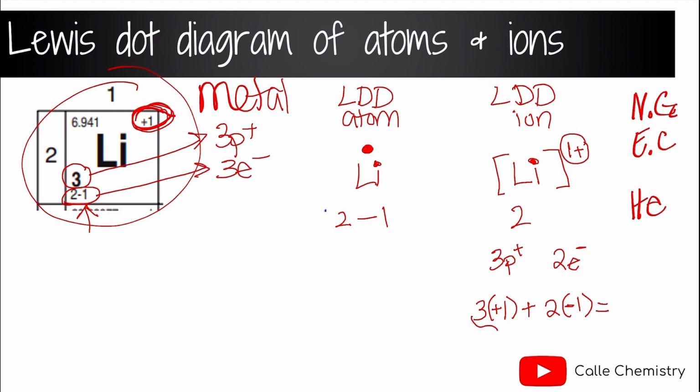So we do 3 times 1, which is 3, plus 2 times -1, which is -2. Add it all together, we get +1. That is how we get the net charge of lithium using the number of protons and the number of electrons.